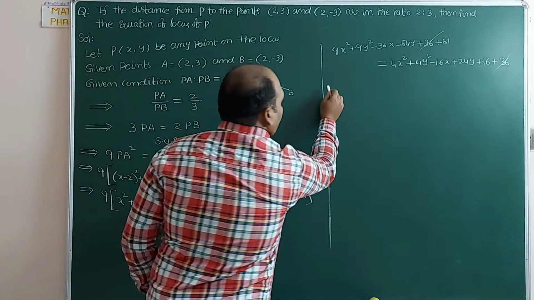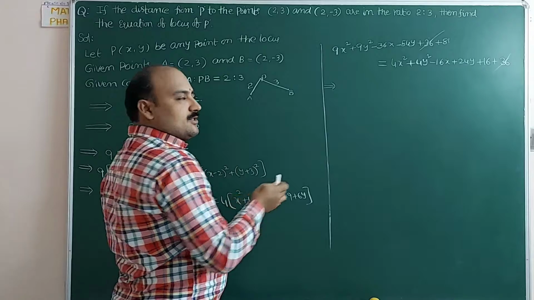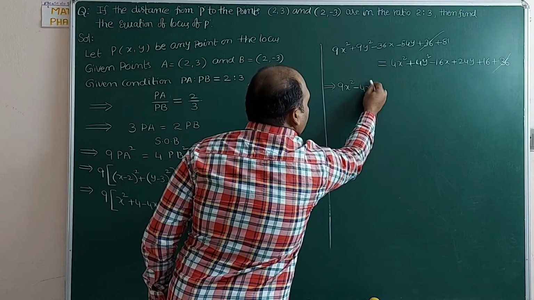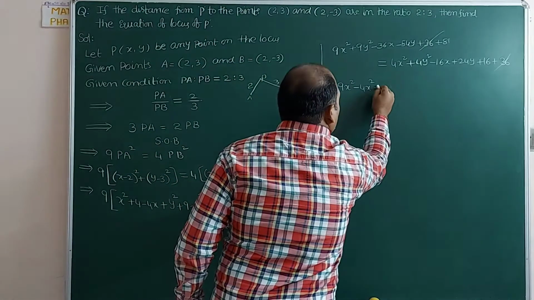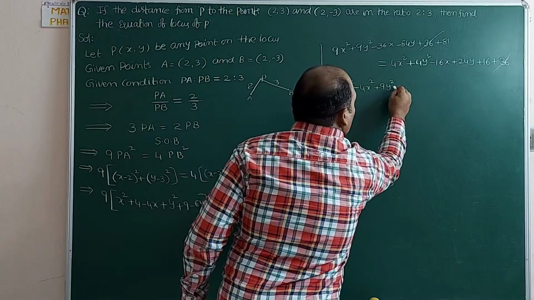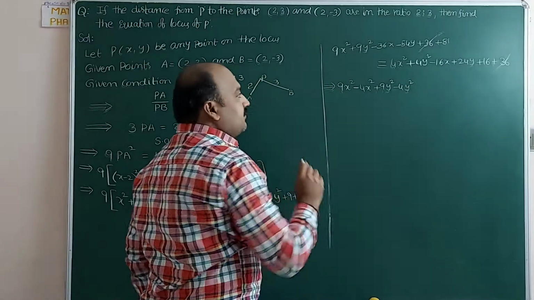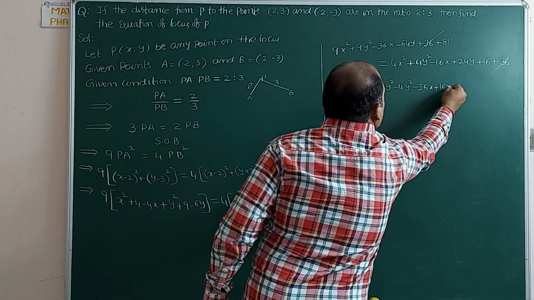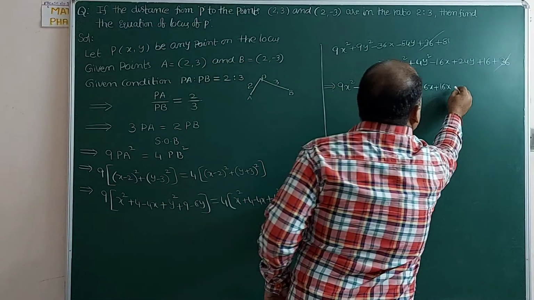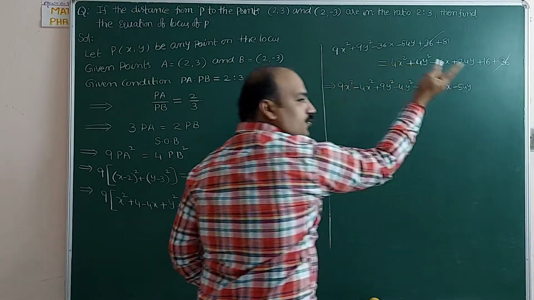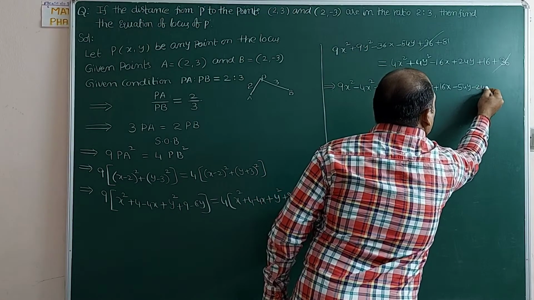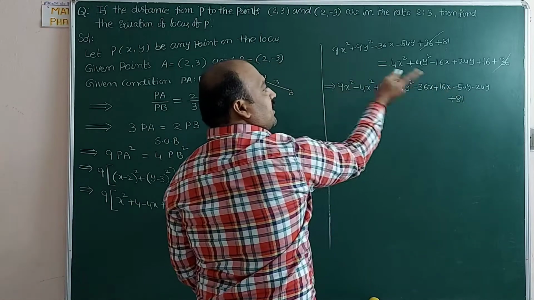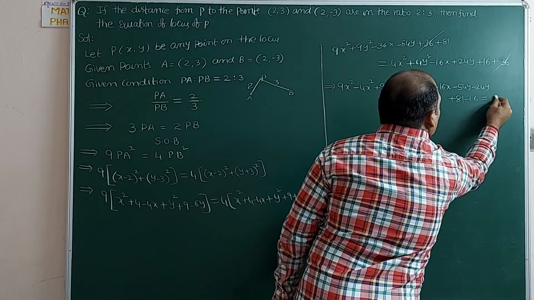Now, first the x square terms: 9x square, and 4x square you can take to this side as minus 4x square. Next, y squares, plus 9y square, and here 4y square you can take to this side as minus 4y square. Next, x term, minus 36x, and minus 16x you can take this side as plus 16x. Next, minus 54y, and 24y we can take as minus 24y. Next, constant 81, and here constant 16 we can take to this side as minus 16.